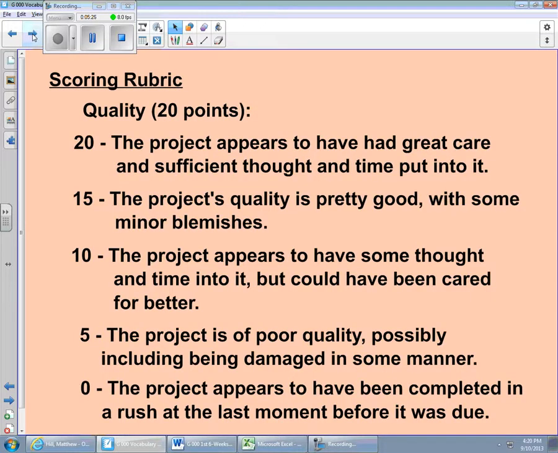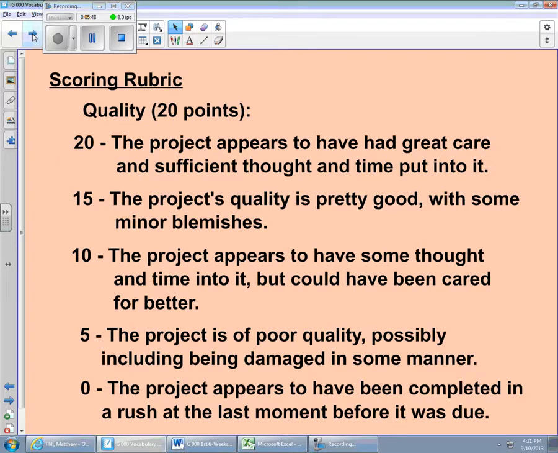The remaining 20 points are going to be for the quality and the overall professionalism of your project. Okay, guys, I wish I could say that it's all about the quality of what you put into your work, but let's face it, humans are reactionary creatures. They respond to what the overall appearance of your work looks like.